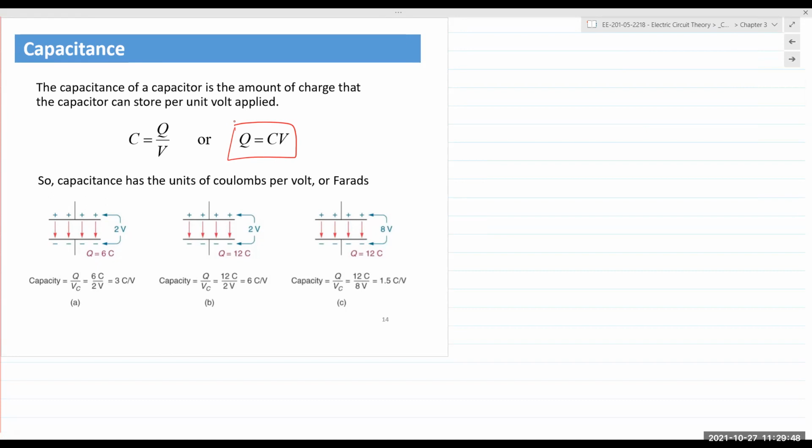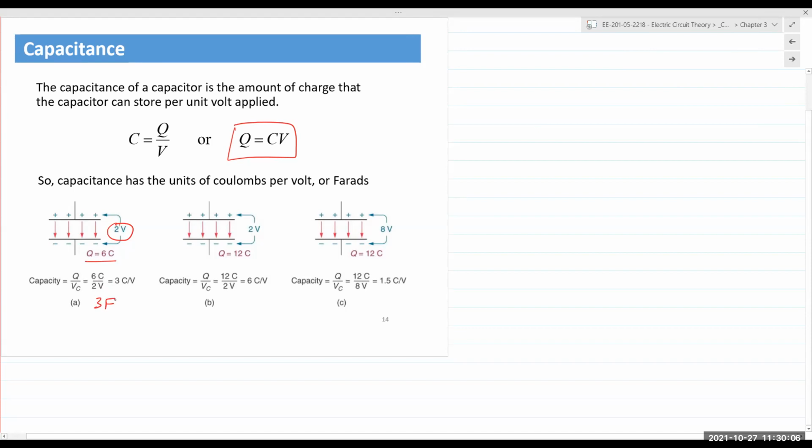So in the first one, you see we have an applied voltage of 2 volts, a stored charge of 6 coulombs. That gives me a capacitance of 3 farads, right? 3 farads.